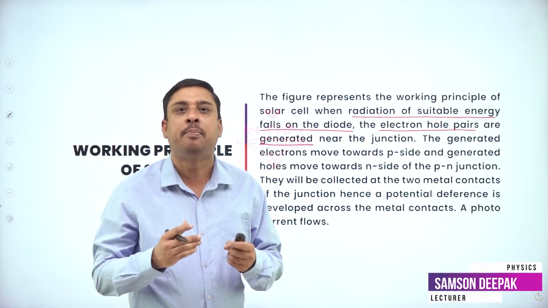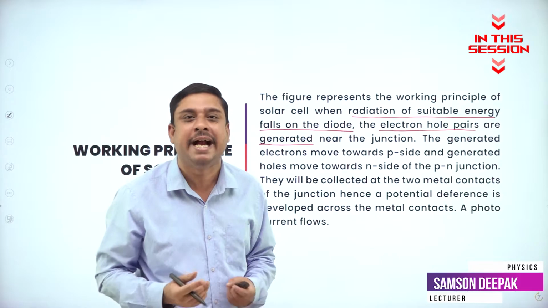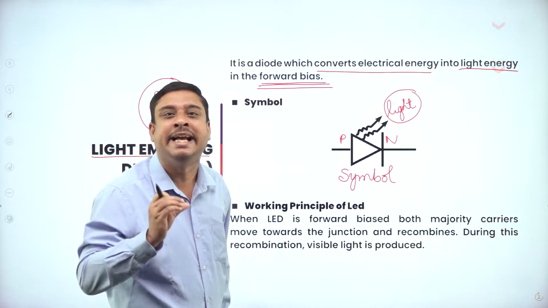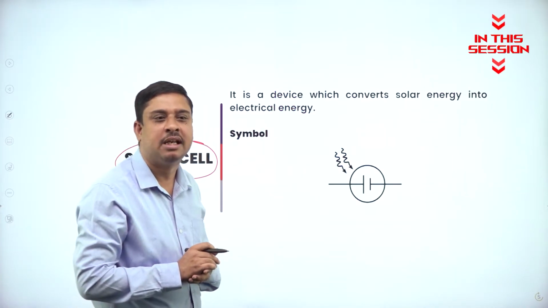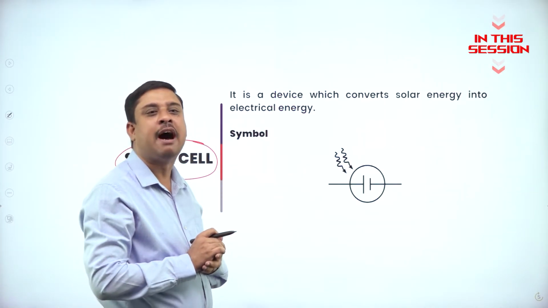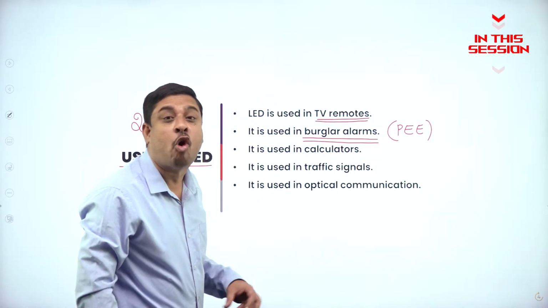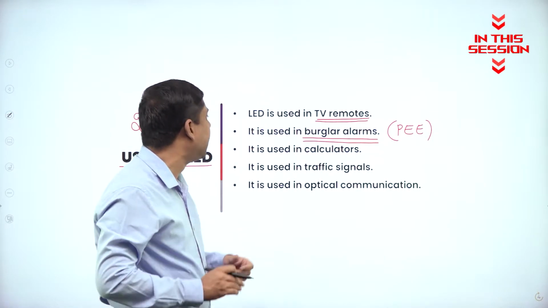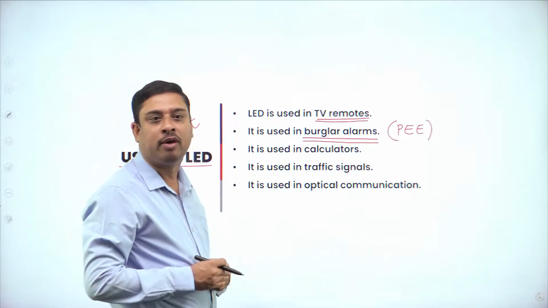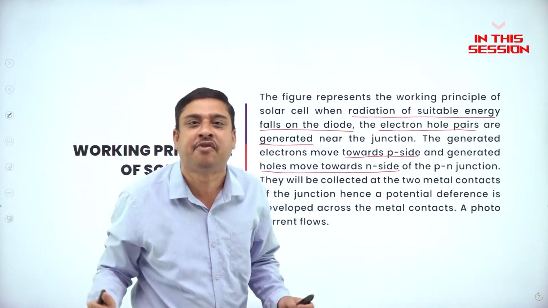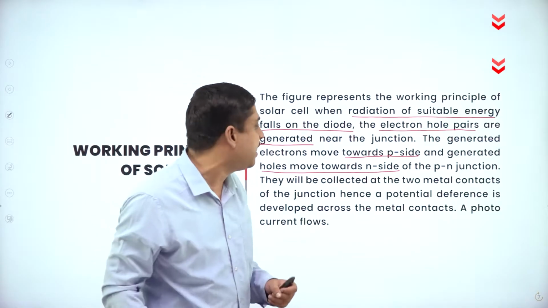Electron hole pairs are created, generated, under which bias mode LED operates. The representation symbol of a solar cell, photoelectric effect, photocells, where we are using light emitting diode. Now they are not called holes or electrons specifically, they are charge carriers.